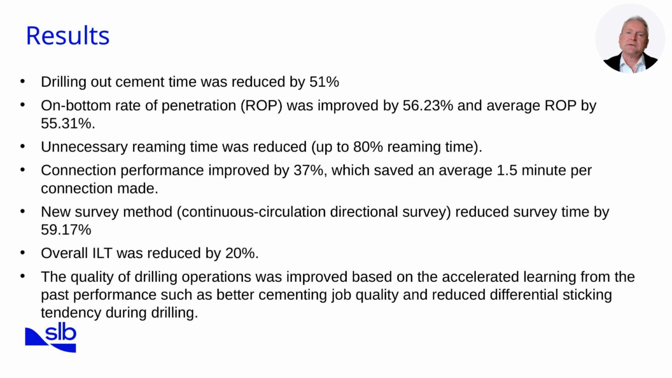Now let's look at the quantified results from implementing the KPI-driven benchmarking process. First, the time spent drilling out cement was reduced by 51%. This improvement reflects better planning, tool handling, and procedural discipline. Second, the on-bottom rate of penetration improved by 56.23%, while the average ROP improved by 55.31%. These are substantial gains, showing that both active drilling performance and overall drilling efficiency advanced in parallel.